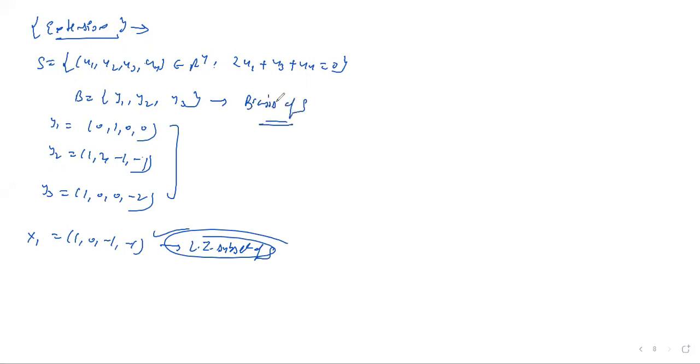Now you can see that the y1 vector is not a linear combination of this x1 vector. So x1, y1 are linearly independent in R^4.